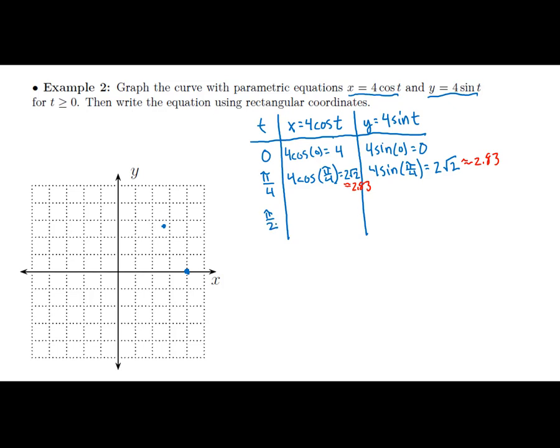So let's try pi over 2. I'm not going to do all the detail work here, but if I plug pi over 2 in for cosine, I get 0. And when I plug pi over 2 in for sine, I get 1. So that's 4 times 1 is 4. So now I'm at (0, 4). If I plug in 3 pi over 4, then when I plug that into cosine, I get negative 2 root 2, because you get negative root 2 over 2 here, which cancels with the 4. So that's about negative 2.83, just like we saw above. And then the sine of 3 pi over 4 is still positive, so that's going to be 2 root 2, which is approximately 2.83. So now I go to the left 2.83 and up 2.83, which puts me right about there.